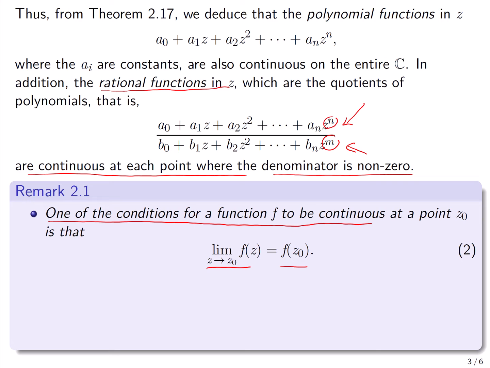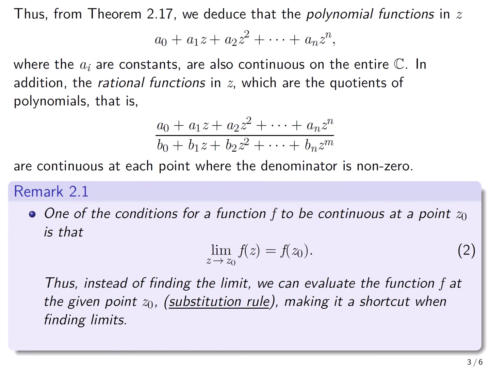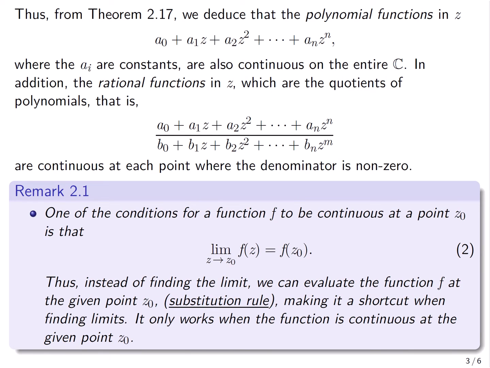So we can use this idea now to find limits of certain functions. Instead of finding the limit, we can actually evaluate the function at the point if we know that the function is continuous. This is what we normally call the substitution rule. You can use this as a shortcut to find limits, and it only works when the given function is continuous. So that's what we need to check, whether this function is continuous.